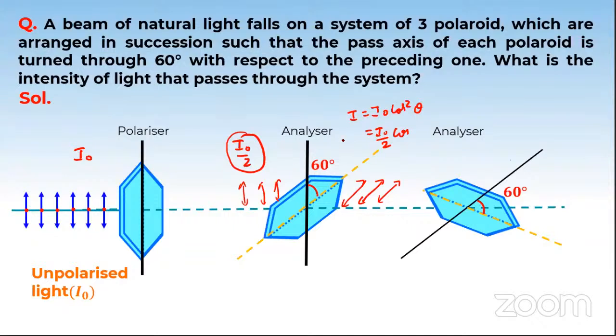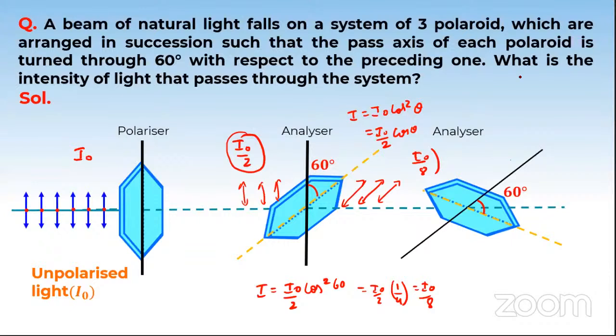Now I've got an incoming intensity of I naught by 2, and the angle rotated is 60-degree. Can you tell me what is the outgoing intensity? That's correct, Nikita and Gunesh. We just use the Malus law. If the initial intensity is I naught by 2 and the angle is 60-degree, I'll put cos square 60. Cos 60 is 1 by 2, and 1 by 2 squared is 1 by 4. So it becomes I naught by 2 into 1 by 4, which is I naught by 8. This intensity was I naught by 2, so this intensity is I naught by 8.